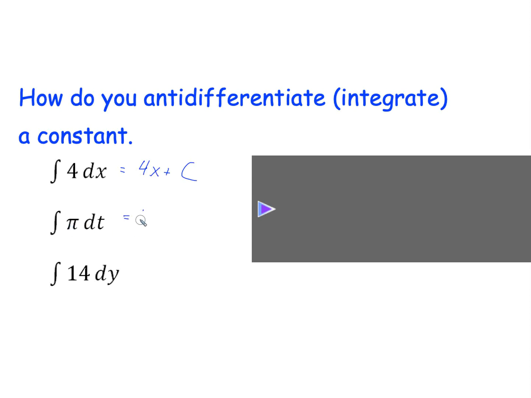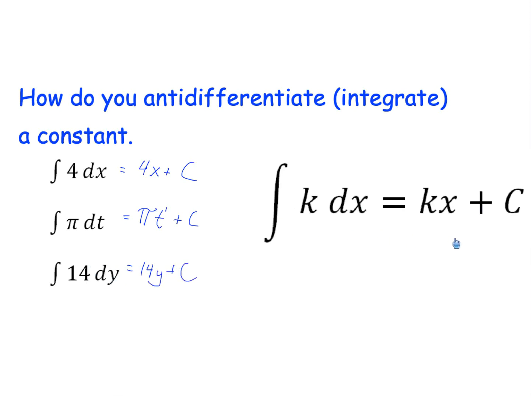Here, to get a pi, we would need a pi times a variable. In this case, it's t, so pi t plus c. And again, you could check: the 1 would come out front, and you would have a t to the 0. So it looks like we're just going to have the constant times the variable that we're integrating in terms of, plus c. So here's the concept: the integral of a constant k is just k times the variable we're working with, plus c. Nice and simple.